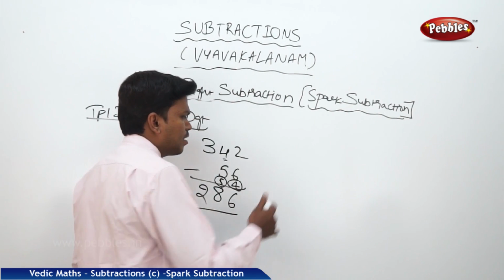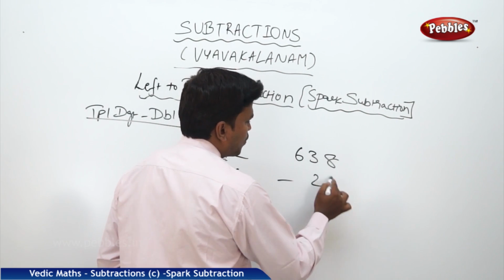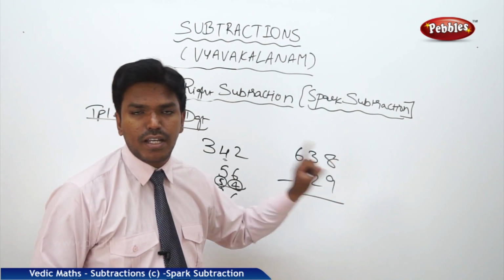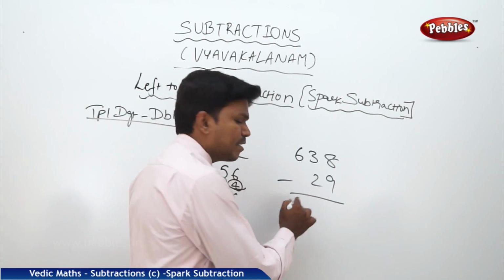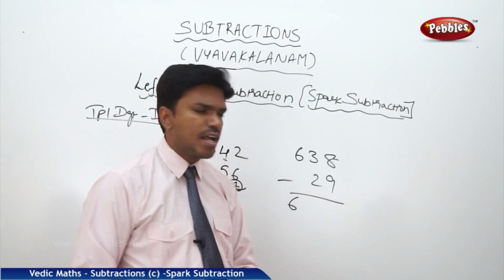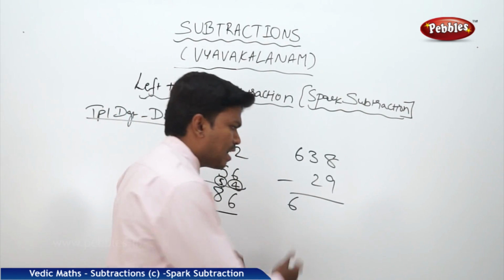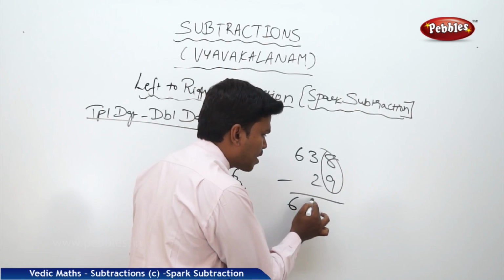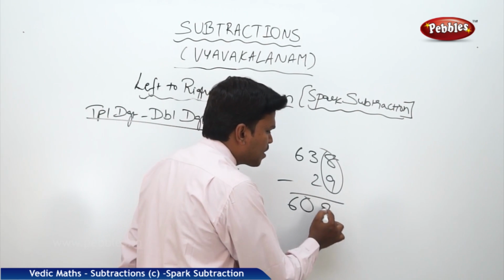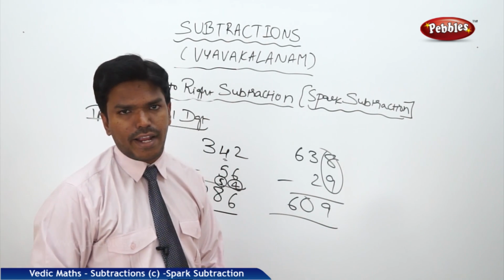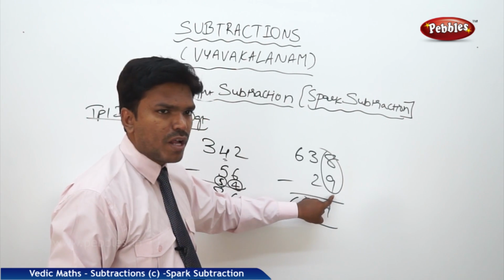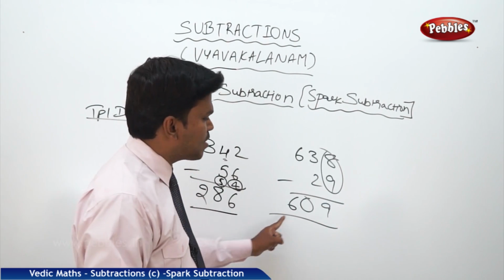One more example. 638 minus 29. Drop 6 as it is, but before dropping 6, match or mismatch? They are match only. So 6 will be 6. Now 3 minus 2, they are matched. Directly subtract. 3 minus 2 is how much? 1. But before dropping 1, match or mismatch? Yes, it is mismatch. The next numbers are mismatched. So 1 becomes 0. Now 8, 9 mismatch. So 8 plus 1, complement of 9, is 9. 9's complement is 1, so I added the above number 8 to the 9's complement 1. That is 8 plus 1, 9. So I got 609.